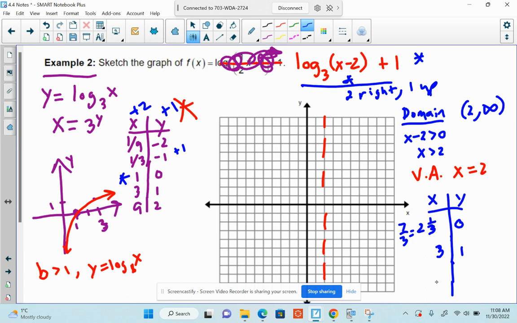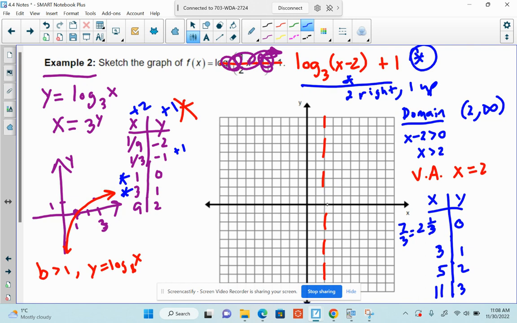Okay, let's move to the next one. 3 comma 1 should go to 5, 2. Let's follow that one through the function and make sure it really works. So 5 take away 2 is 3. Log of 3 base 3 is 1. 1 plus 1 is 2. It worked. The next nice point would actually be 11, 3, and that one's going to be off of our graph. So I think we have enough.